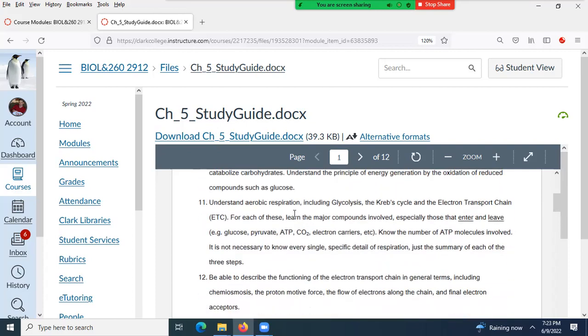Understand what aerobic respiration is. It includes 3 steps: glycolysis, the preparatory step in the Krebs cycle, and the electron transport chain, or ETC. You should know what molecules start each step and what molecule ends each step. So when we're talking about glucose, glucose starts glycolysis, it ends with pyruvate. Pyruvate starts the preparatory step, and the Krebs cycle ends with CO2, actually.